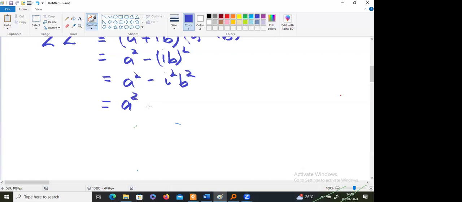But what do you get when you square i? What is i squared? -1. I squared will give us -1 times b squared. And all of us will agree that the minus will finally give us a squared plus b squared.